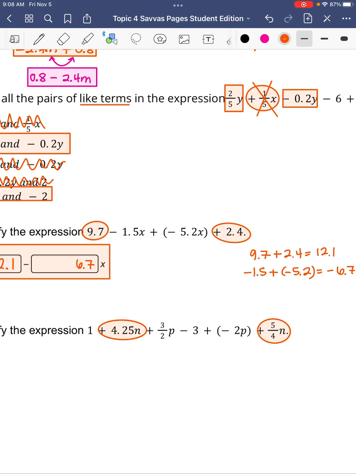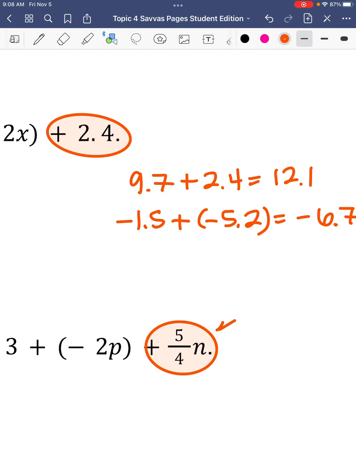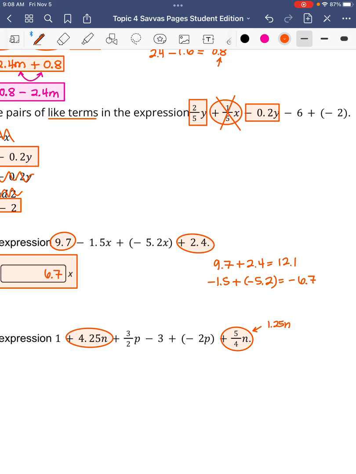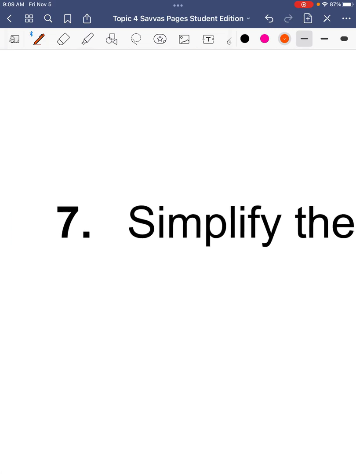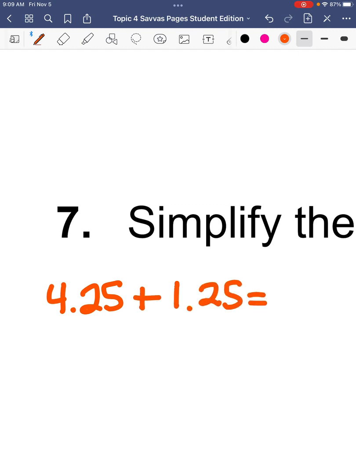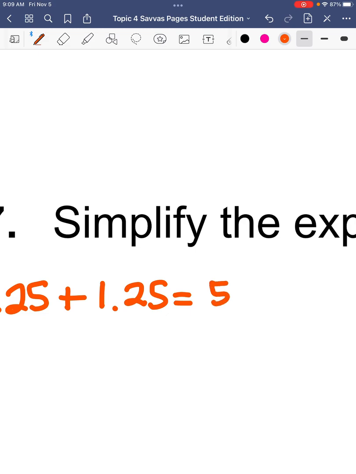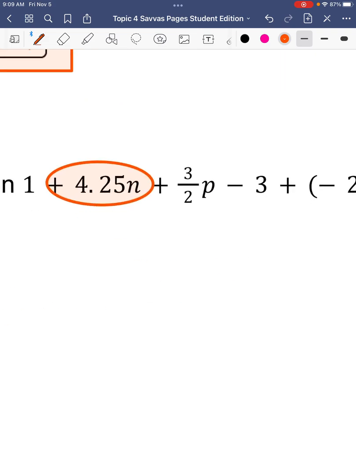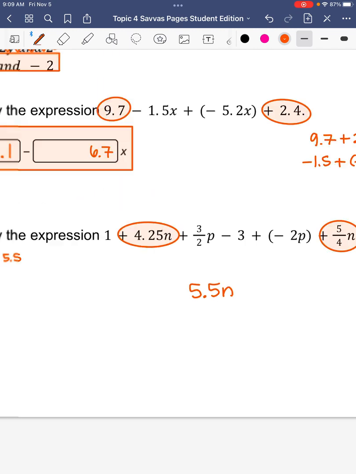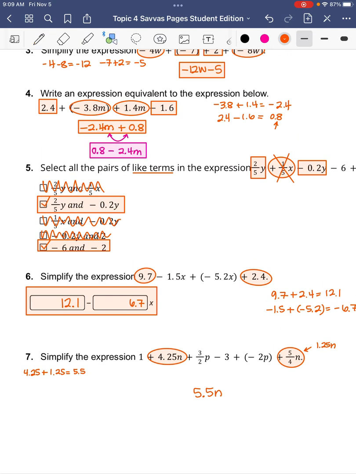Now they're both positive, but one's a decimal and one's a fraction. So what I'm going to do is use my calculator and turn that one into a decimal. So when I put 5 divided by 4 into my calculator, I end up with 1.25, and of course the n is still with that. So now I can look at it as I have two decimals, right? So what is 4.25 plus 1.25? Well, when you put that into your calculator, you get 5.5, and of course the n would stay with that, so 5.5n.